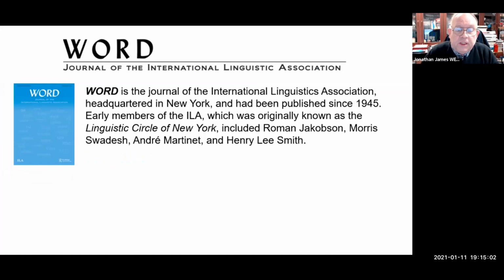Another journal that we are now also responsible for is WORD. WORD is the journal of the International Linguistic Association. And in fact, it has been published since 1945. This is a really old journal, but still active. It began with some of the names of linguists that are real pioneers in linguistics: Roman Jakobson, Andre Martinet, Henry Lee Smith. They began this Linguistic Circle of New York in the US, and from that came the International Linguistic Association, and out of that has come this journal, and we're responsible for the editorship of this journal, WORD.